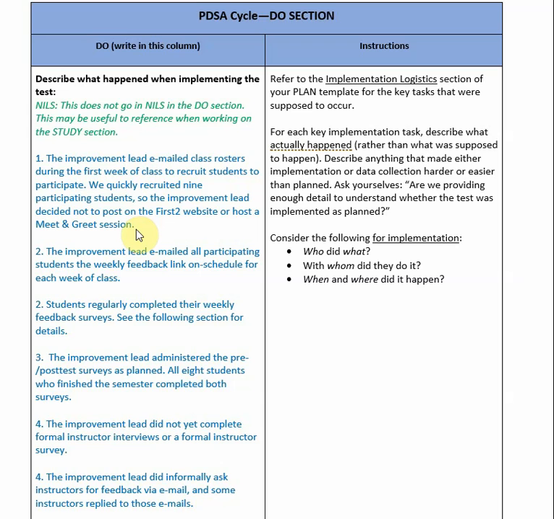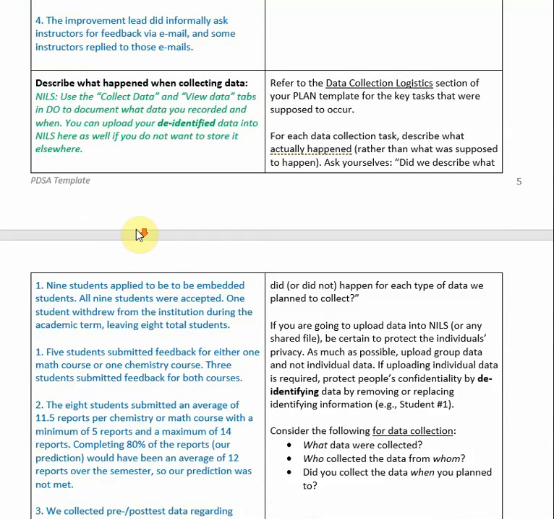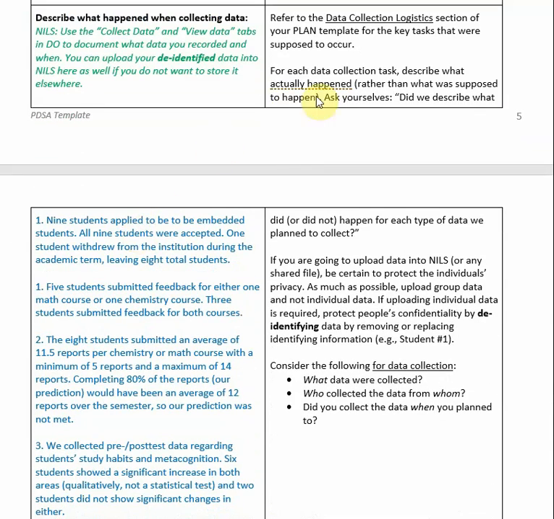There are other examples included here for completeness that you can review in the template document on your own. This second section of the do phase in this PDSA template focuses on the data collection logistics section of your planning template. Here is where you will document what happened when you and your improvement team collected data. Again, I am keeping with the theming of numbering the sections over here on the left in alignment with the number of the predictions they correspond to.